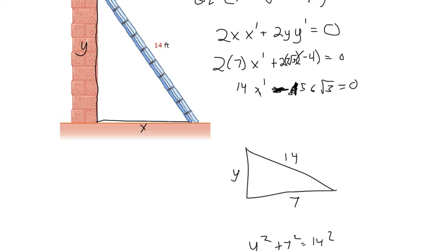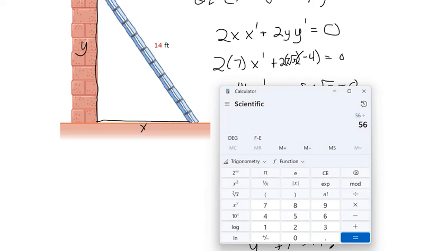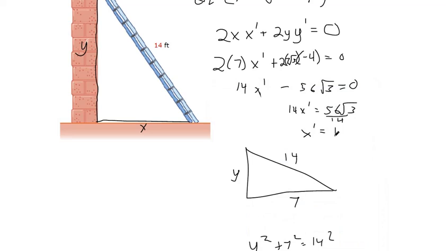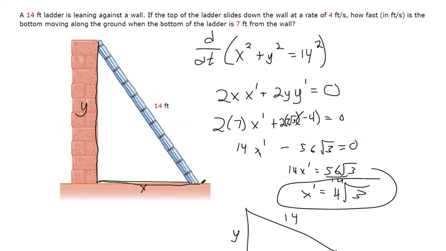Let me get my eraser. Okay, that's better. Still solving for x prime, so we'll add that 56 square roots of 3 to both sides. Divide both sides by 14, and then when you simplify that fraction, 56 divided by 2 gives us 28, divided by 7. Oh, that fits in perfectly. Okay, so 56 divided by 14 is 4. So 4 square roots of 3. And it's positive because remember this distance is increasing as the ladder falls down.